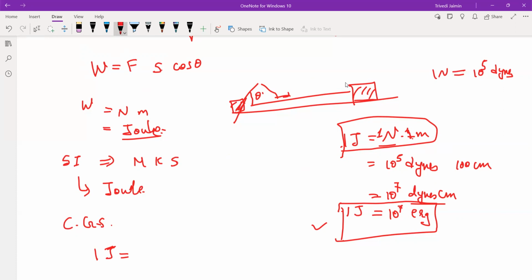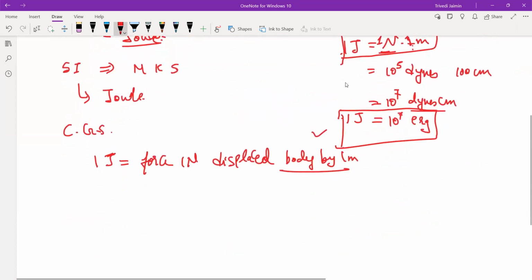See the conversion here: Newton, and 1 meter. So a force of 1 Newton displaced a body by 1 meter. That is 1 joule. We can say 1 joule of work is done when a force of 1 Newton displaces a body by 1 meter.